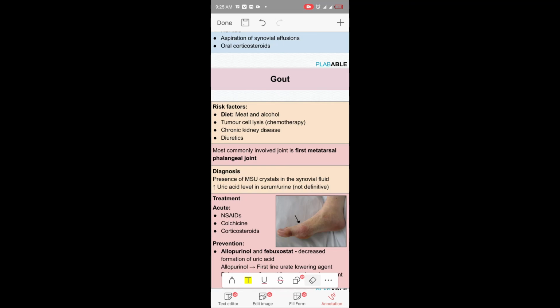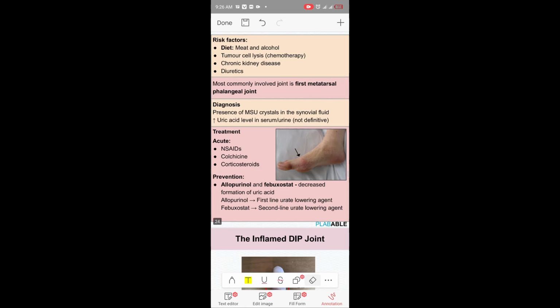But the treatment is either NSAID or colchicine combined with a PPI. If there's an option that's combined with the PPI, choose that one rather than choosing simply an NSAID or a colchicine. If that's not there, NSAID or colchicine, any of them you can choose. But if there's a combined option, NSAID plus PPI, choose that one. So NSAID or colchicine, and steroids in some cases, if they are not working.